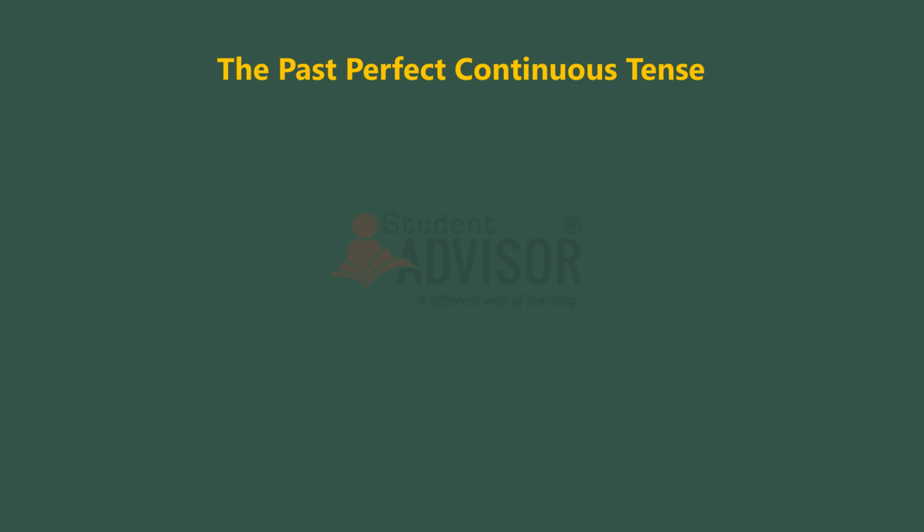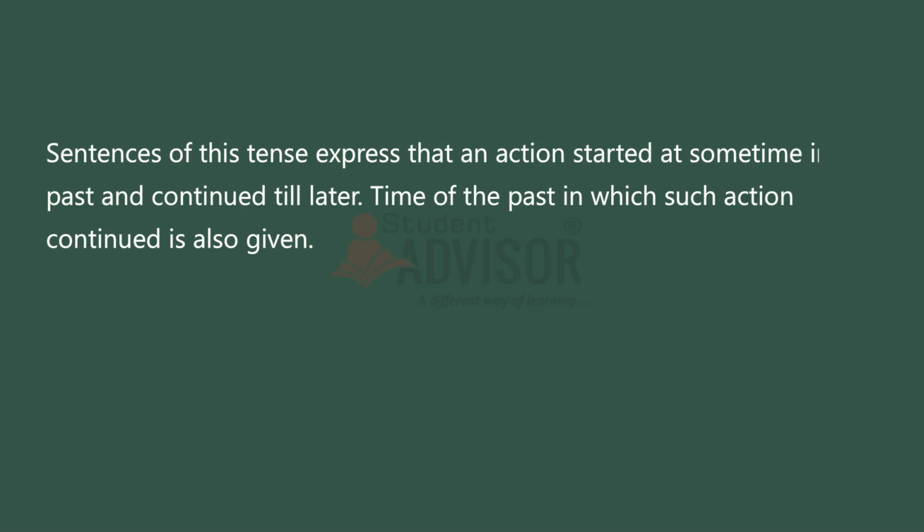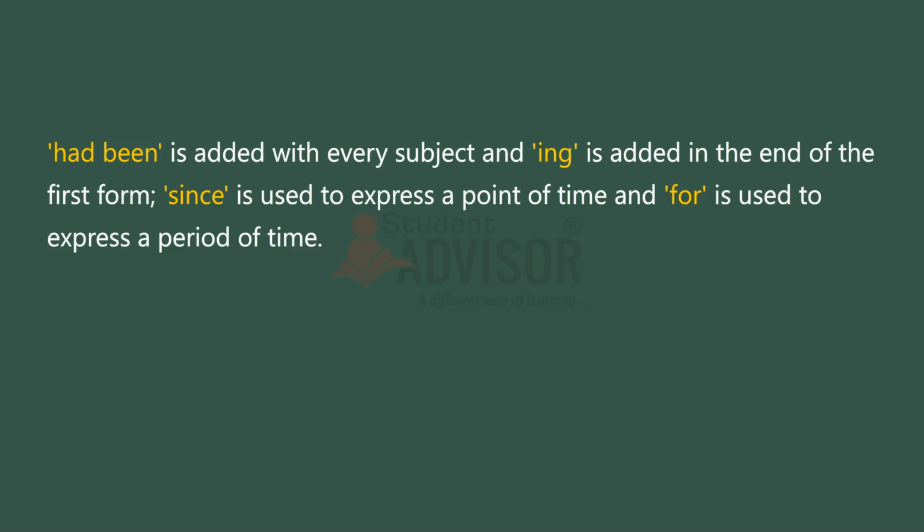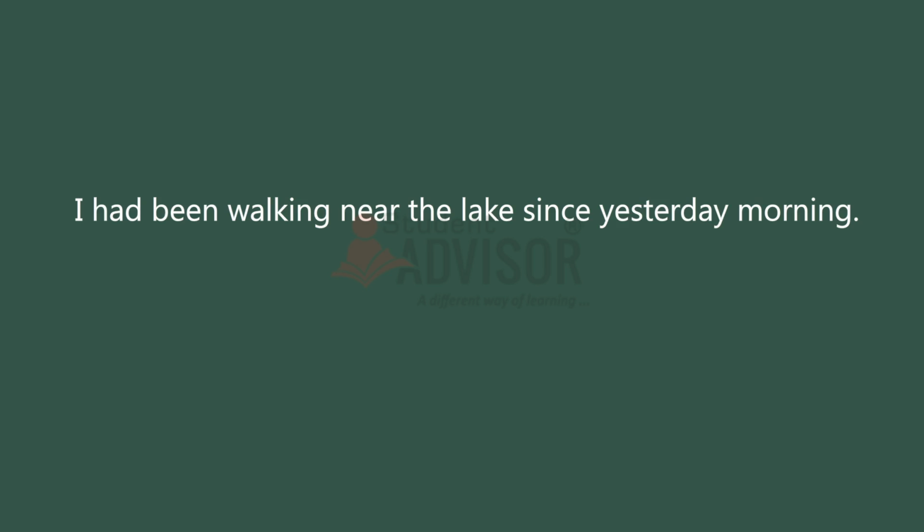The past perfect continuous tense. Sentences of this tense express that an action started at some time in the past and continued till later. Time of the past in which such action continued is also given. Some rules are to be kept in mind while writing sentences using this tense. Had been is added with every subject, and ing is added in the end of the first form. Since is used to express a point of time, and for is used to express a period of time. Like, I had been walking near the lake since yesterday morning.